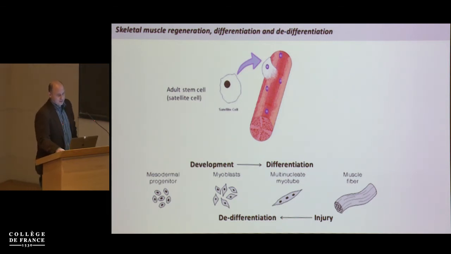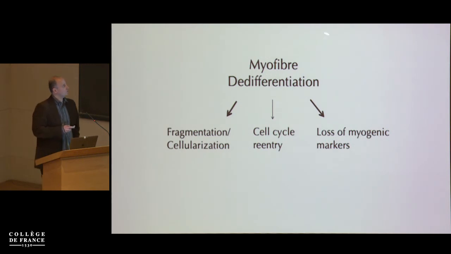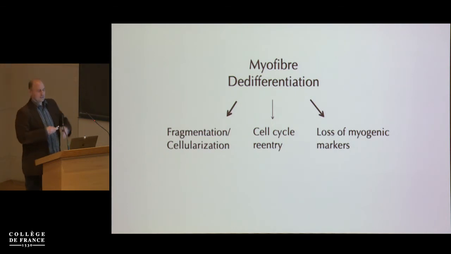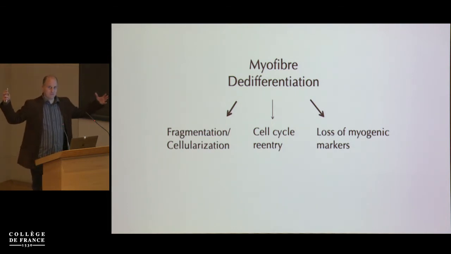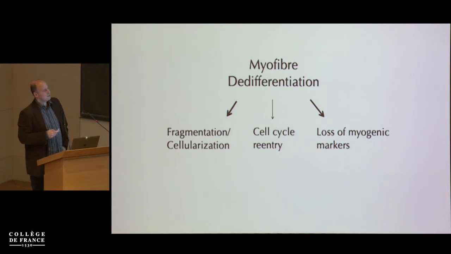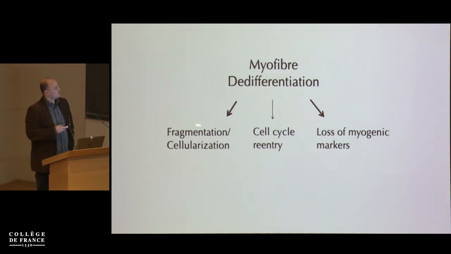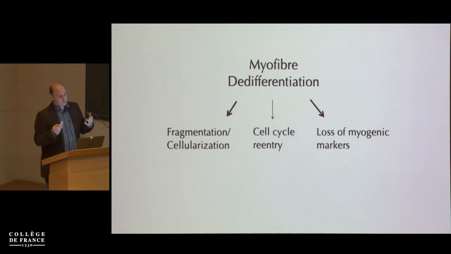So there have been indications for that, and it's also important to divide this term into the specifics. As you heard from Shargim, the muscle fiber is a syncytial cell, so it has to fragment. It has to re-enter the cell cycle, or the progeny of the fragments do, and of course lose myogenic markers. This is something that in mammals has never been seen.